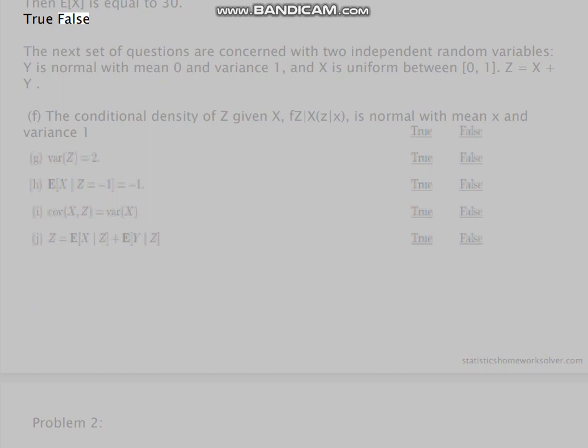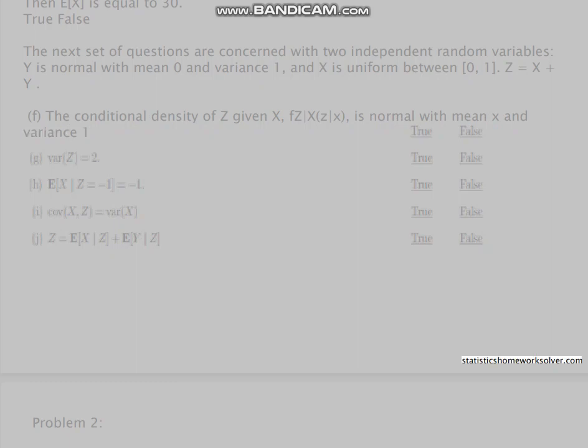True, false. The next set of questions are concerned with 2 independent random variables. Y is normal with mean 0 and variance 1, and X is uniform between 0, 1. Z equals X plus Y. F. The conditional density of Z given X, f_{Z|X}(z|x), is normal with mean x and variance 1.